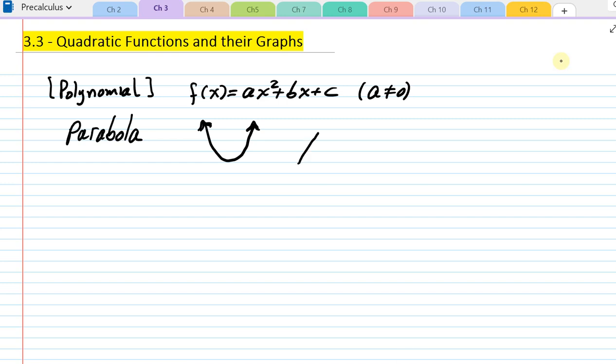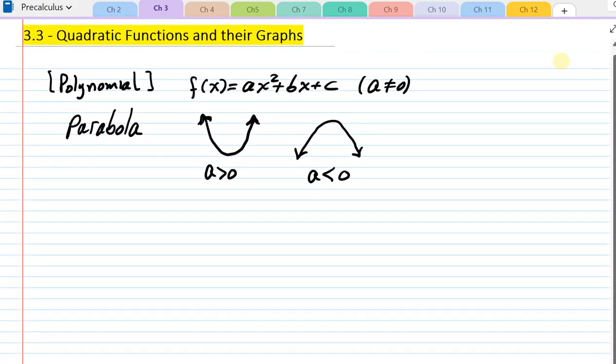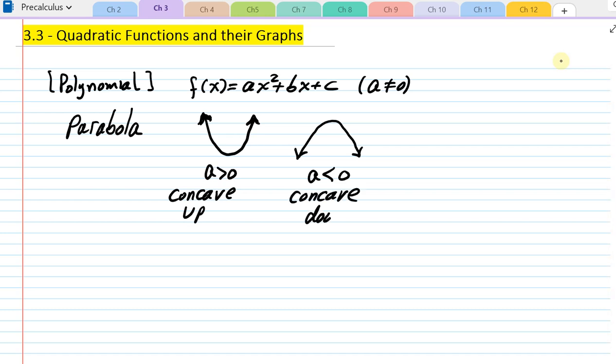So here's the shape of the parabola. The parabola could either open up or downward depending on a. If a is positive, the parabola opens upwards. If a is negative, the parabola will face downward. As far as the curvature of this function goes, because the function opens upwards, the curvature, or what we call the concavity of that curve, is facing up. Therefore, we can say that the graph is concave up, and the one next to it is concave down.